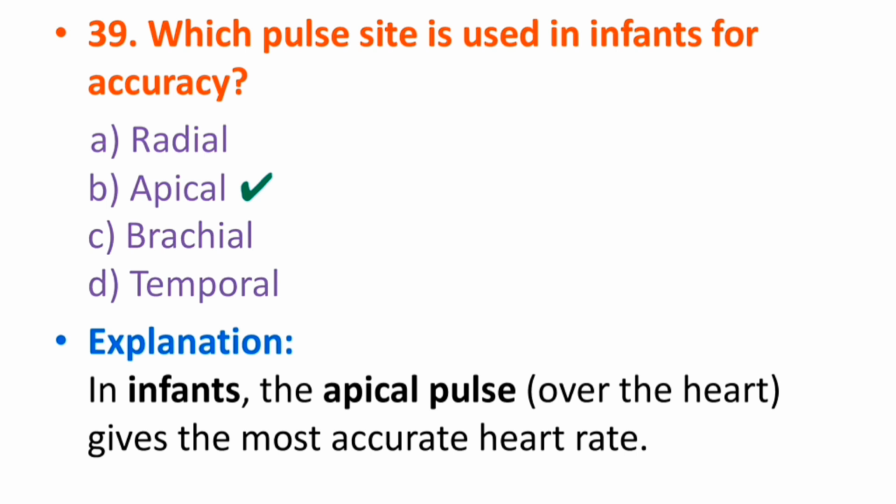Which pulse site is used in infants for accuracy? Option A radial, option B apical, option C brachial, option D temporal. The correct answer is option B apical. In infants, the apical pulse over the heart gives the most accurate heart rate.